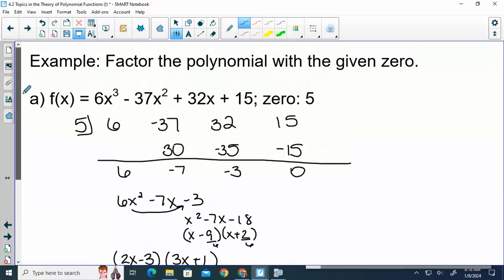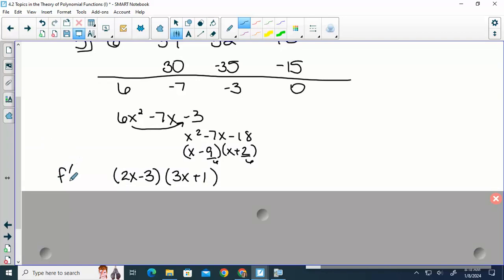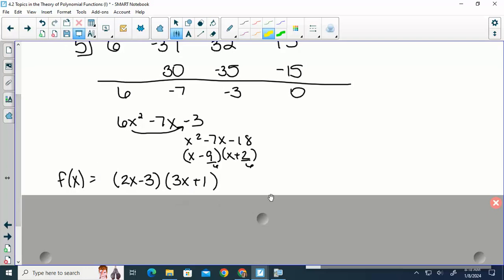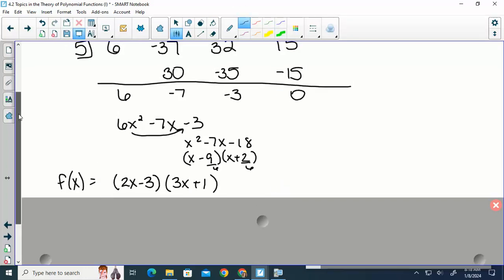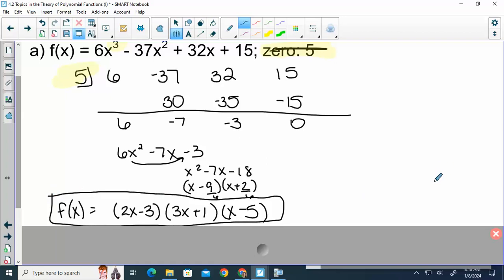My directions were to factor this polynomial. It is partially factored right now. Yes. It was an x to the 3rd, so we need degree 3. Currently, if I FOIL this, it's only 2. I need one more parenthesis. But that's where the other 0 comes in. If 5 is a 0, then my factor is x minus 5. And if you multiplied that out, you would get your original problem back.